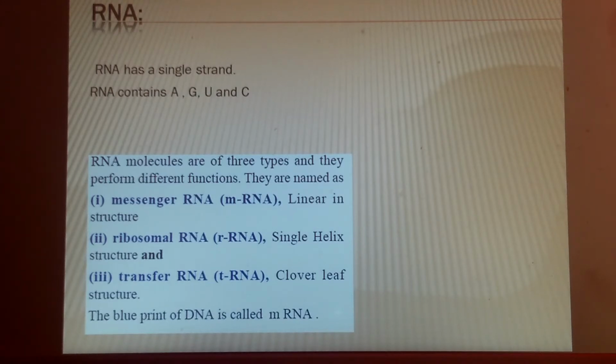Like primary and secondary structures, apart from primary and secondary structures, DNA also has coiled or folded forms. So next, RNA we are discussing. We have studied RNA as a single stranded one. So RNA contains adenine, guanine, uracil, and cytosine.